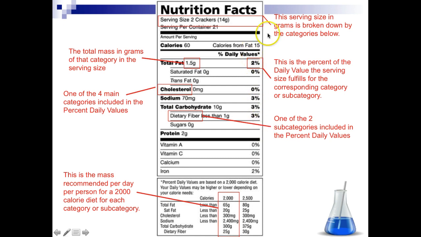Your daily values, this is the percent for fat out of a total calorie diet, which is 2,000 calories. That's the average diet, what you should be taking in a day. So if you have 1.5 grams over a 2,000 calorie diet, that's about 2% of your daily value. And that would be a percent composition, how much over the whole.